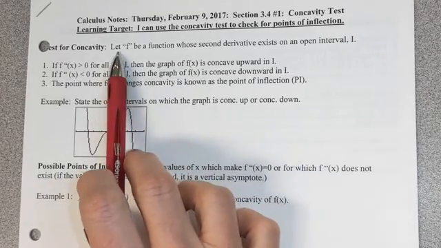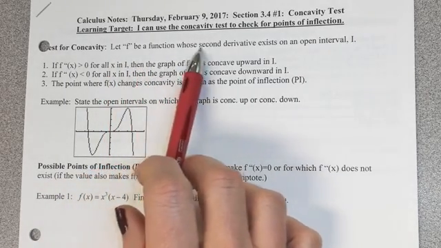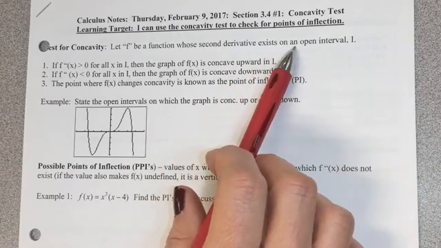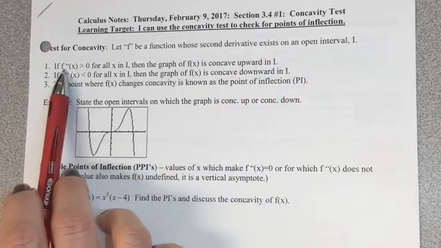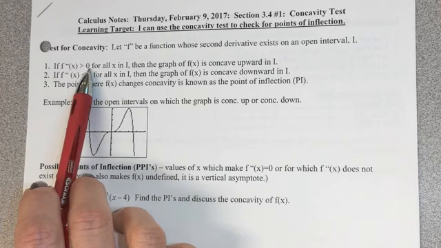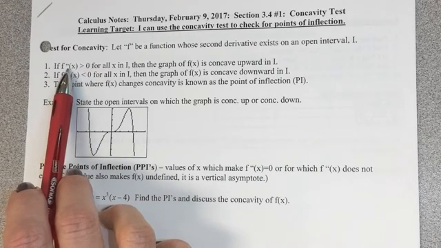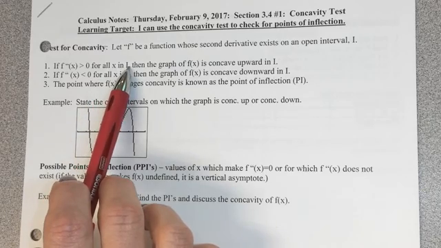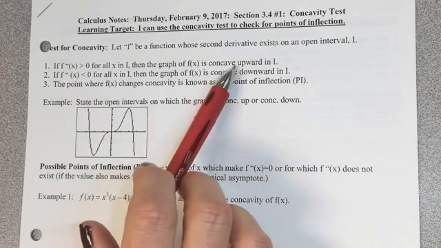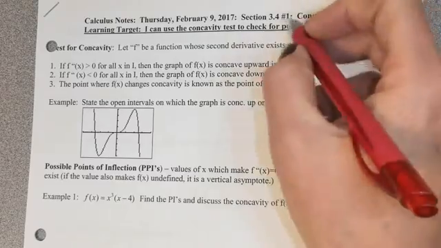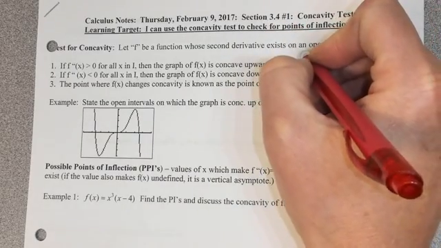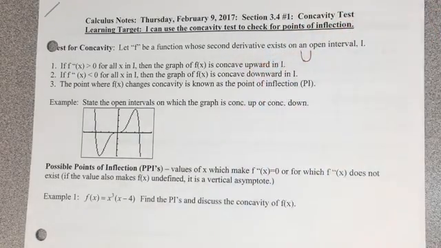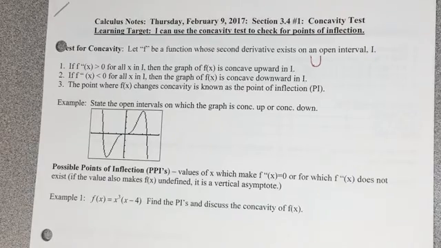So here's the first part of it. It says let f be a function whose second derivative exists on an open interval I. If that second derivative is greater than 0, meaning if the second derivative is positive for the x's in some interval, then the graph is going to be concave up. Here's the way a concave up graph would look. Just a simple parabola. That's always concave up.